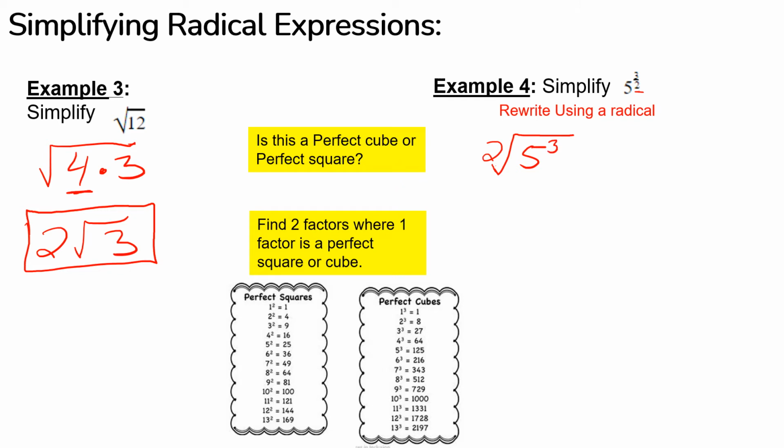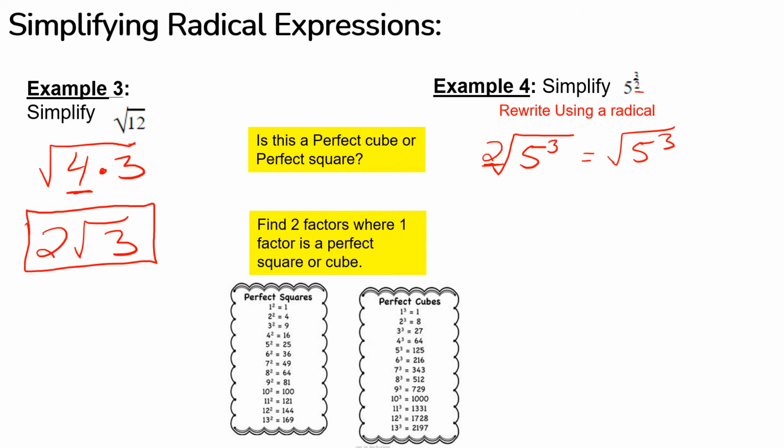Now remember, we do not put 2 here. Again, you might want to reference my video I just talked about. We would rewrite this as 5 to the third, because when you take the square root of something, there is an understood 2 in front. So we don't put that 2.